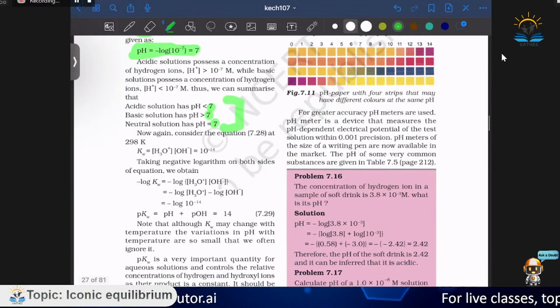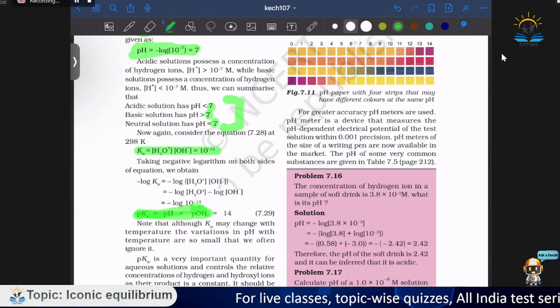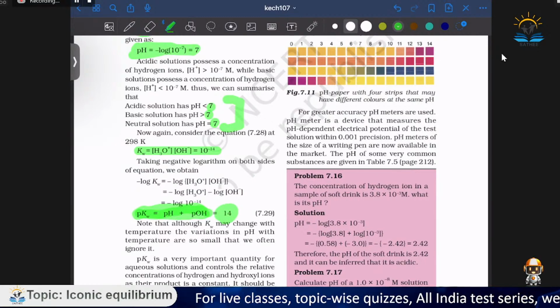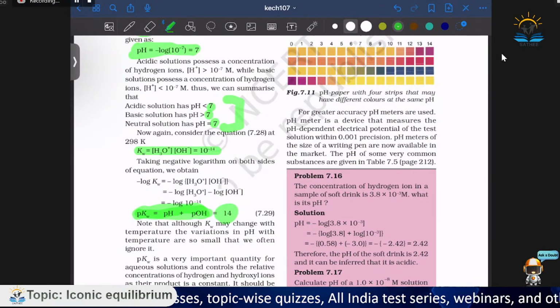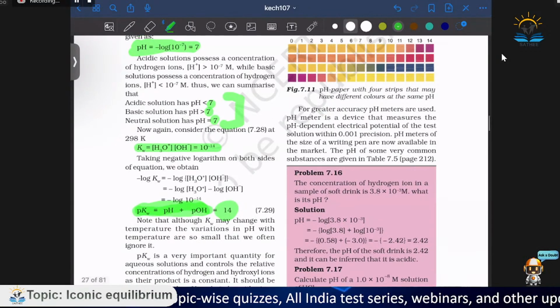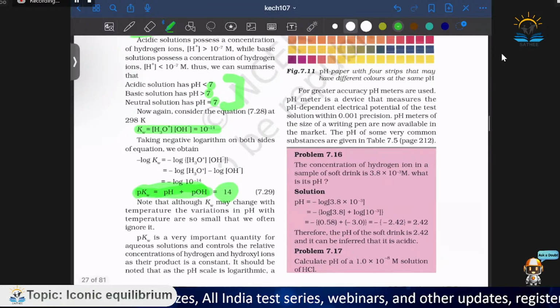They have formulated one more formula using this basic formula of the ionic product of water, which is pKw equals pH plus pOH, and all of it is equal to 14. This is one more important formula which we need to remember. We'll use them in lots of questions.